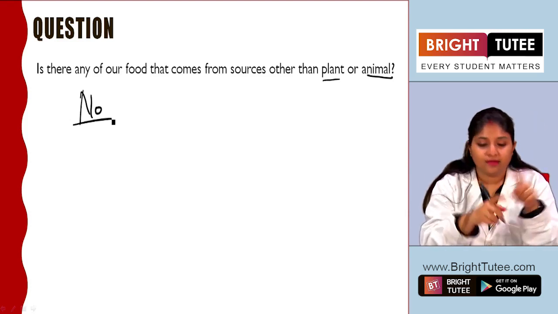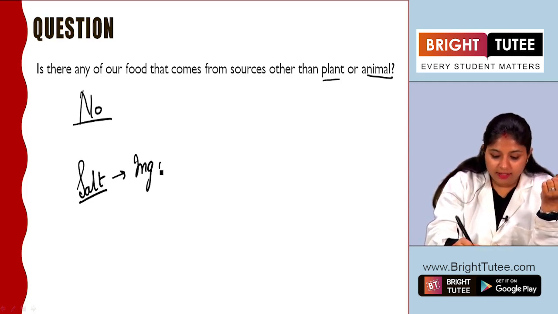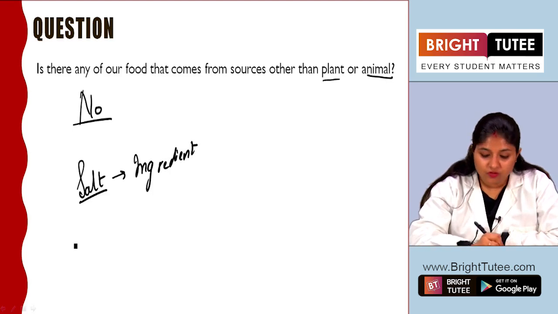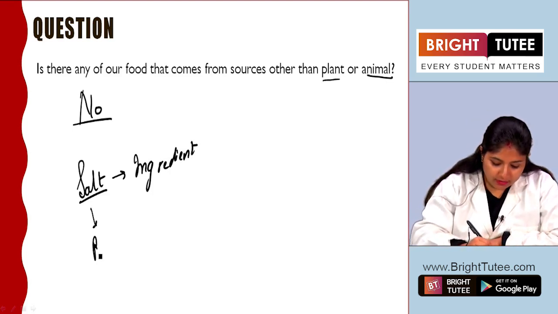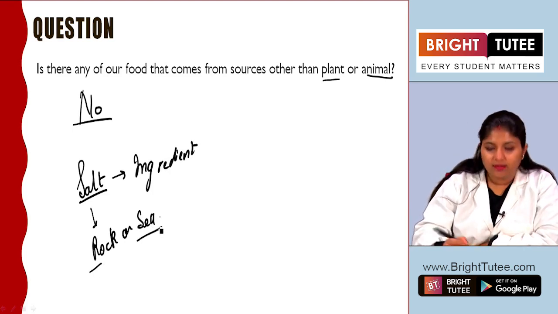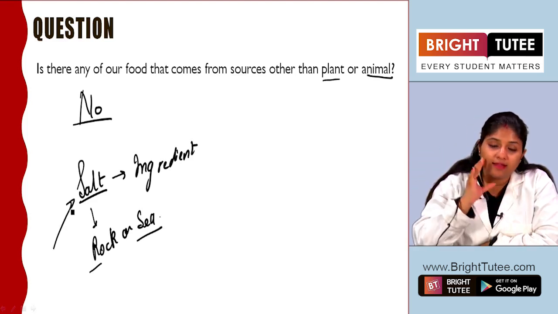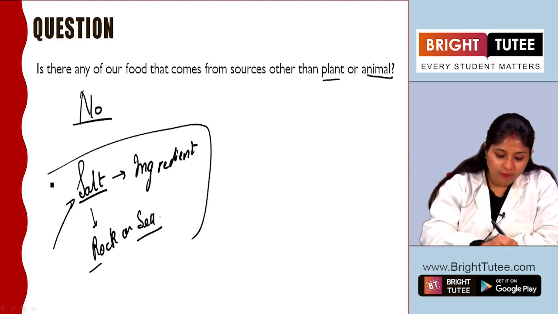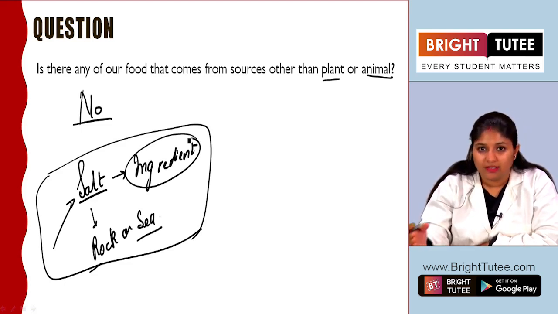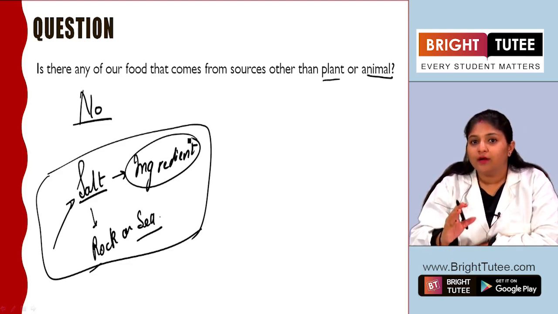Only one thing, that is salt, of course it is not a food material. It is basically an ingredient for cooking food, right? Salt is something which we obtain either from rock or from the sea. These are the two sources from which we obtain salt. But let's be clear that salt is not a food product. It is simply an ingredient which is used for making the food tasty, right? And there are some health benefits of salt, but basically this is not a food material.